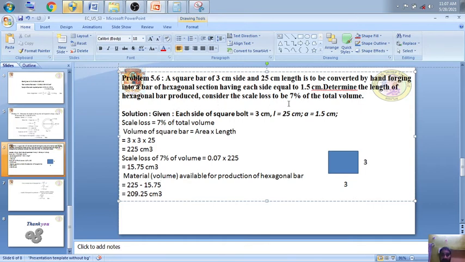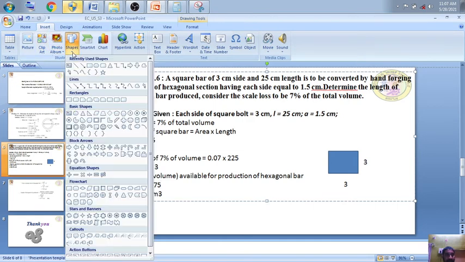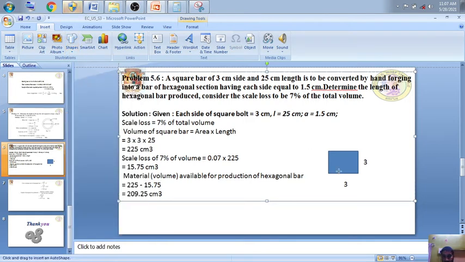Consider the scale loss as 7% of the total length. So a square bar is given, and you have to determine the length of the hexagonal bar. You have to find out the length of the finished product that will be produced. So this square bar needs to be converted into a hexagonal bar like this.